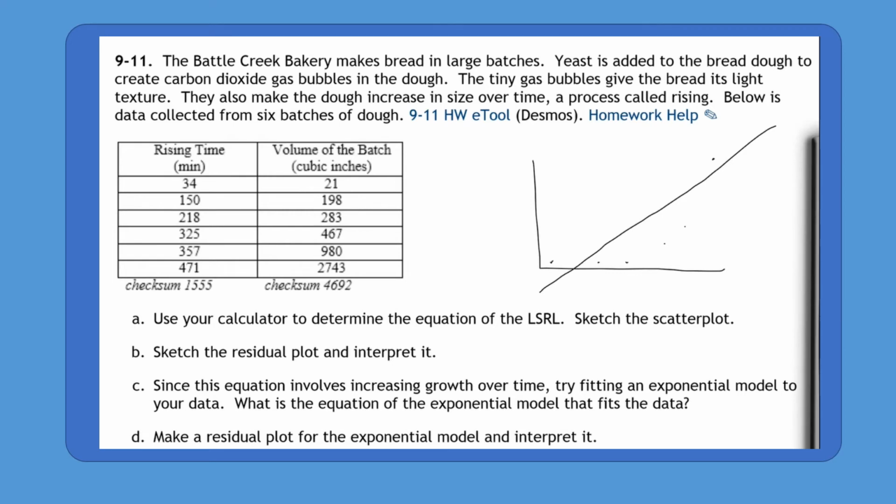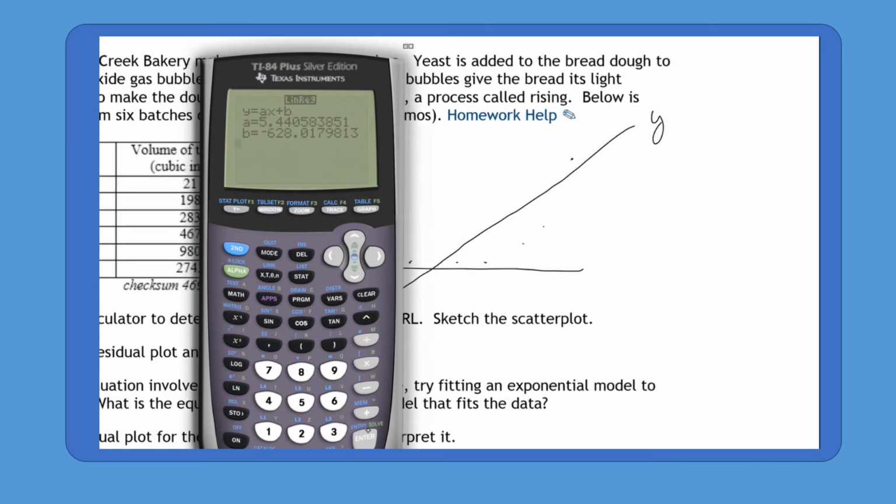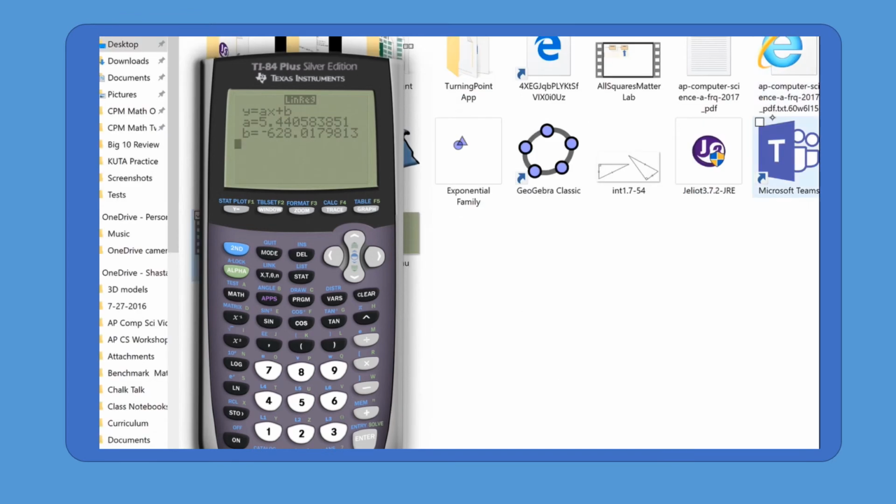It does say use your calculator to determine the least squares regression line. I did a great job of not writing that down. So let me hit stat, calc again, and go down to 4, and I'll grab that one more time. So that line of best fit is approximately y equals 5.4 times x minus 628.01. Whoa, get back up here.